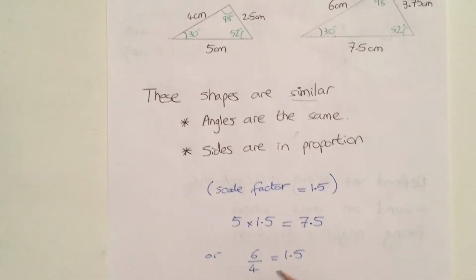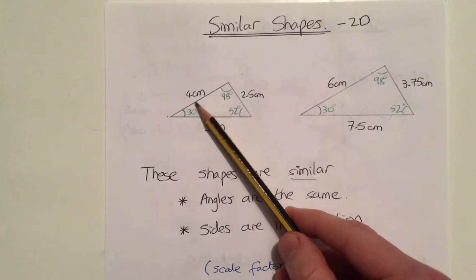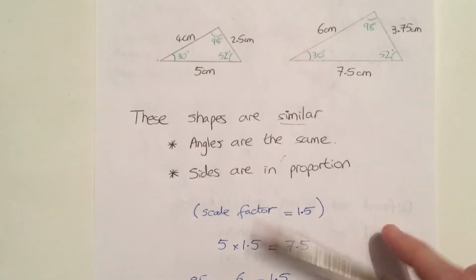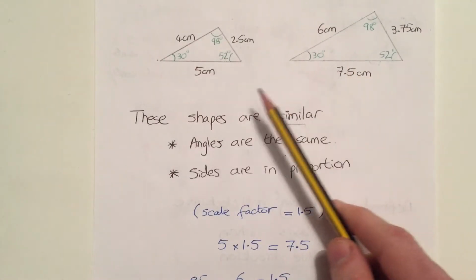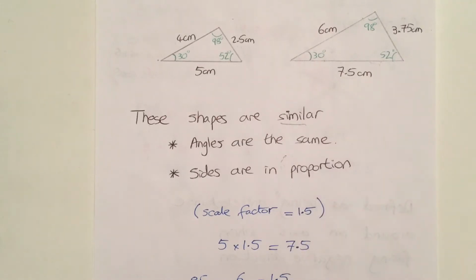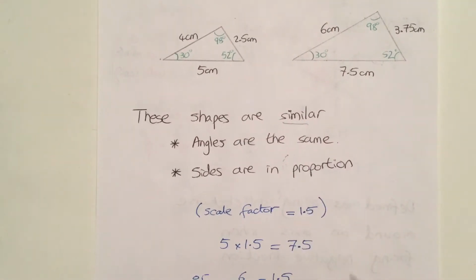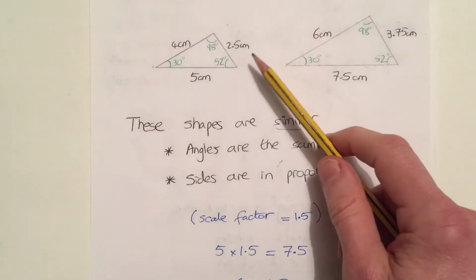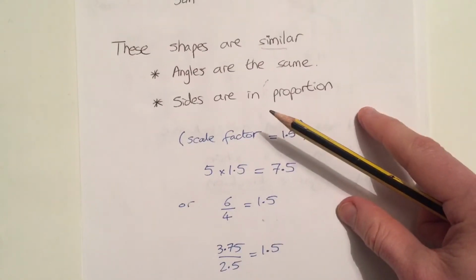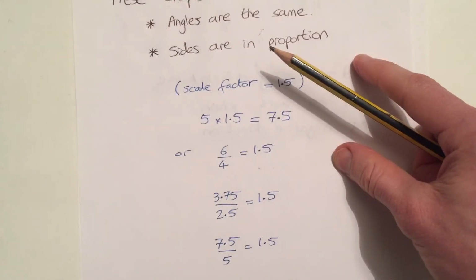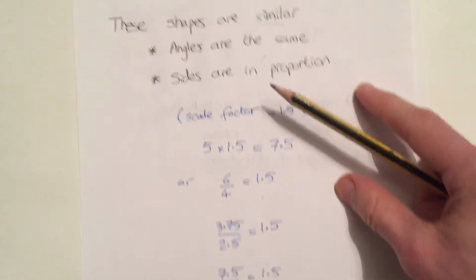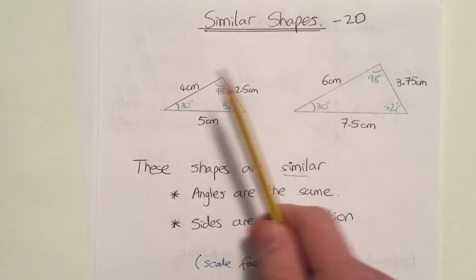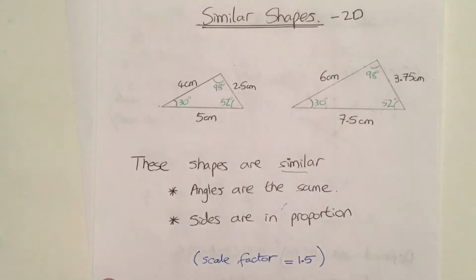I could do 6 divided by 4, or I could just look at the 5 and the 7.5 and say, well, 5 times 1.5 gives 7.5. Or I could do 3.75 divided by 2.5, or I could do 7.5 divided by 5. So basically I could work out the scale factor by dividing these, whatever combination I have.